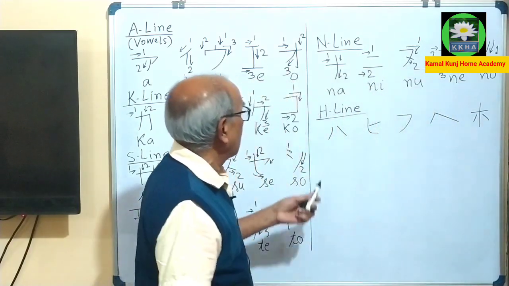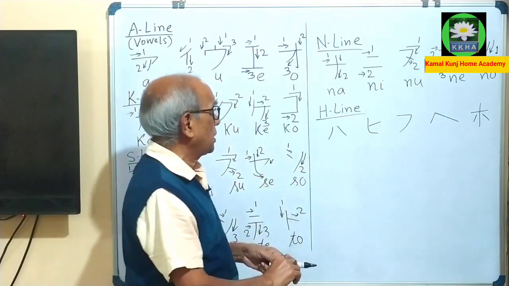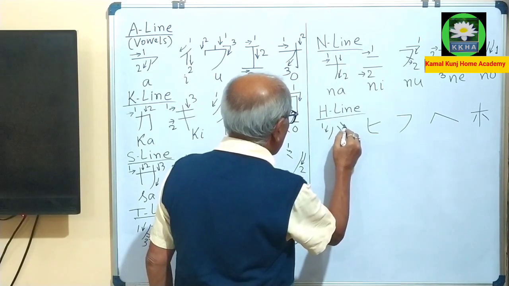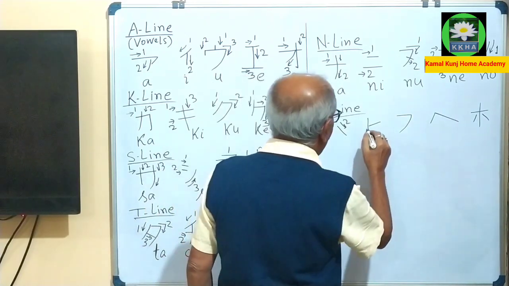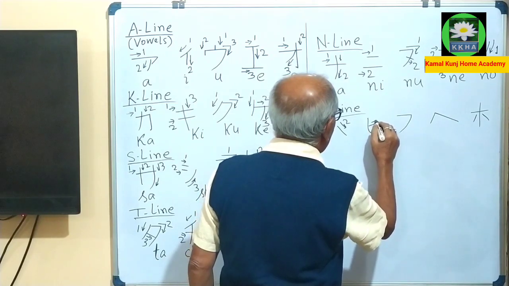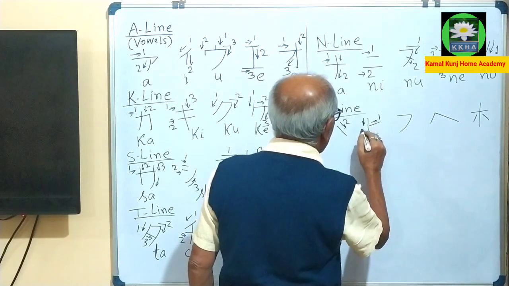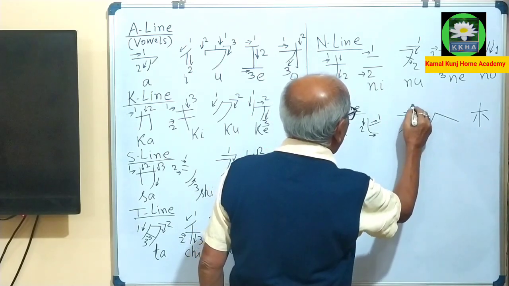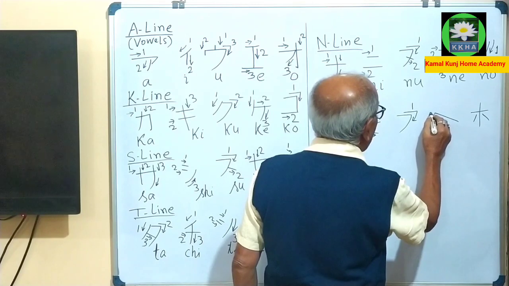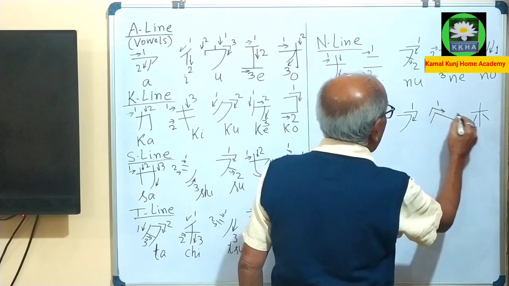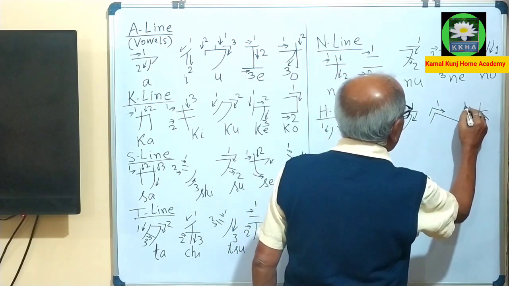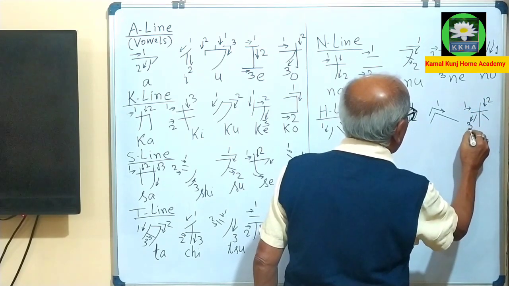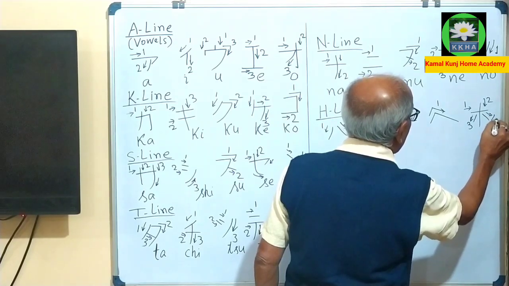Here H line katakana stroke order are stroke number 1, number 2; stroke number 1, stroke number 2. This is a singular stroke. This is also a singular stroke. Here stroke number 1, stroke number 2, number 3, stroke number 4.